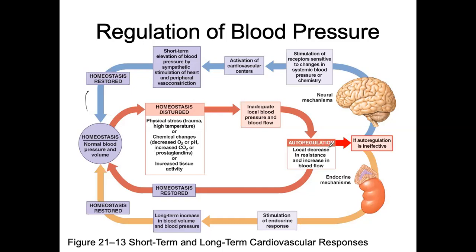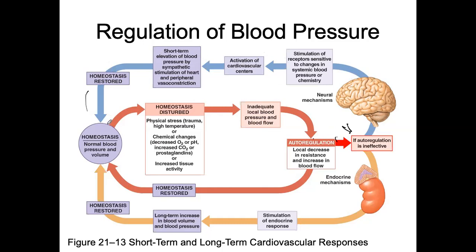But what if that doesn't work, right? So if autoregulation is ineffective, let's say I start exercising, right? Local level is not going to provide enough regulation. So then it's going to be the nervous system. So you're going to do your baroreceptor reflex, right? So the baroreceptor reflex is going to regulate blood pressure.